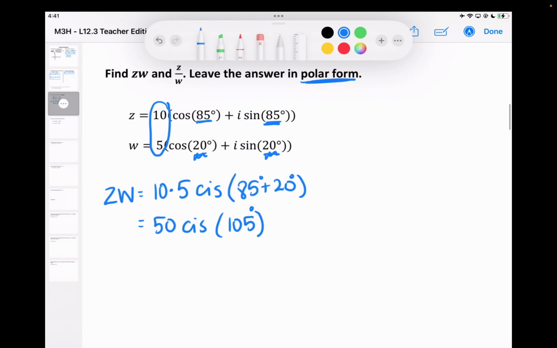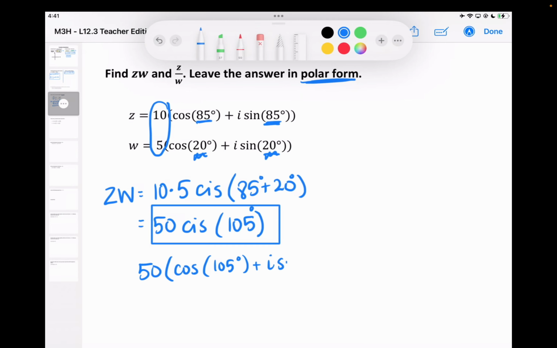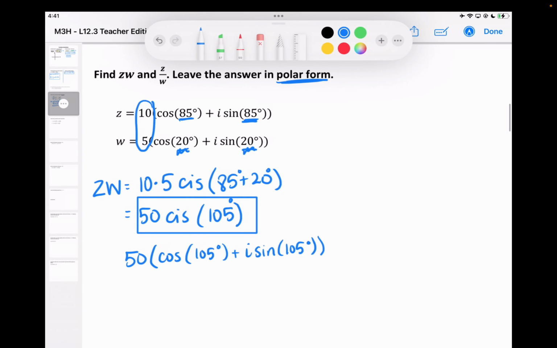Now remember, this is shorthand. So just as a reminder, if you have to type it in the computer, you will have to type 50 and then cosine of 105. You don't have to put the degree symbol, but I'm going to write it. Plus I sine and then 105 degrees. And that would be the longhand version of that operation.